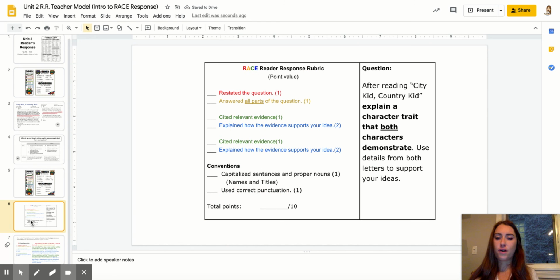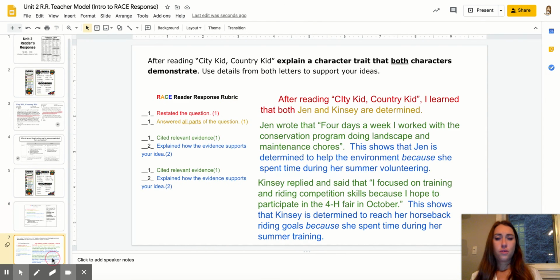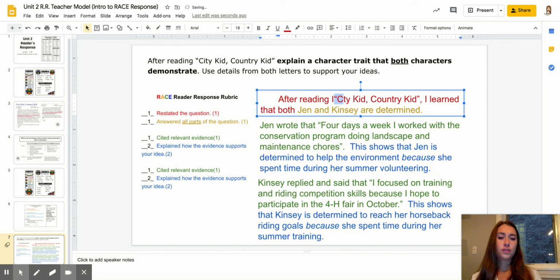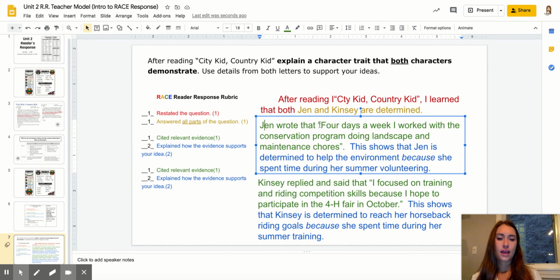The last part of our rubric is to make sure our conventions are right. We are 5th grade writers, and we need to make sure that we are capitalizing our sentences and our proper nouns, which would be our text names and our character names. We also need to use correct punctuation. When I look through, I see that I have, yes, capitalized the first letter in each word of my title. I also see that every time I write the character's name, Jen or Kinsey, it is capitalized. And the beginning of each of my sentences is capitalized.